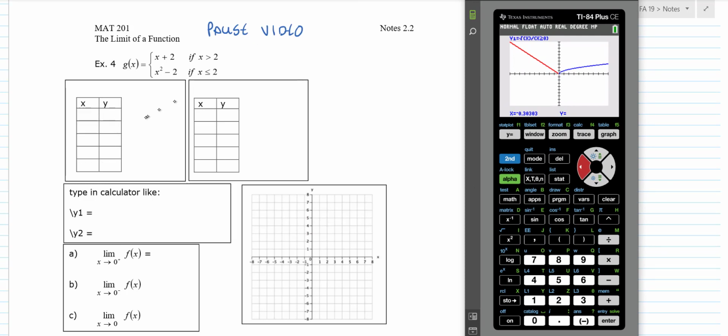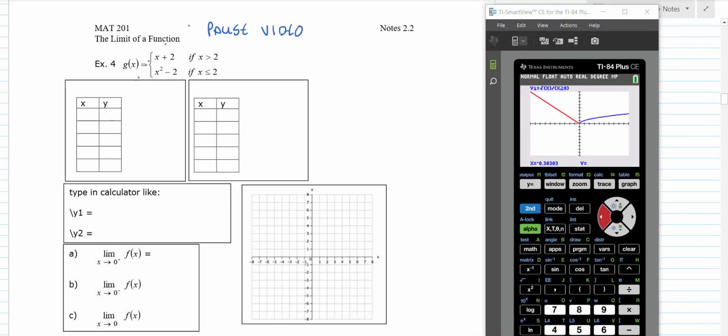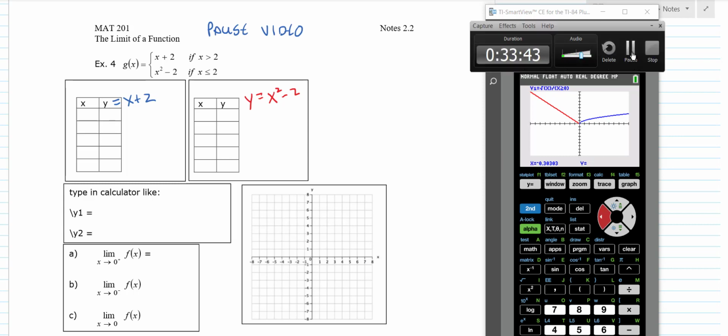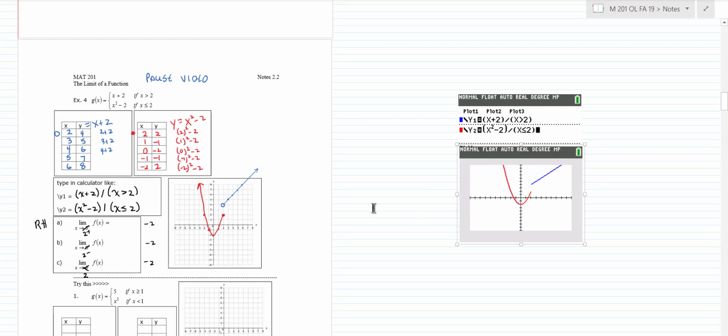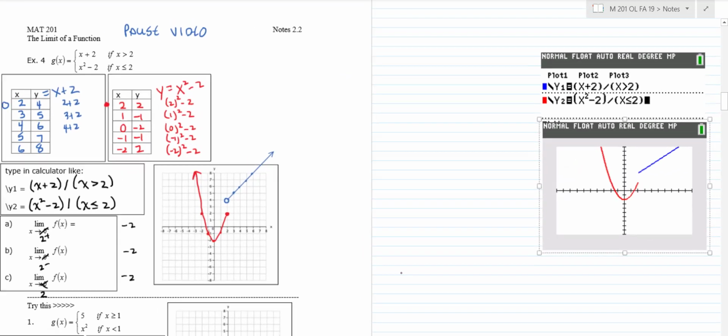Make your table of values for your two functions. You can use this one as x plus 2, and you can use this one as y equals x squared minus 2. Do your graph. See if you can get that typed in your calculator just to make sure your graph looks right. And then do those limits. Okay, so I'll let you go ahead and start on that. When you're done, just resume the video. Okay, I kind of realized I made a mistake on this.